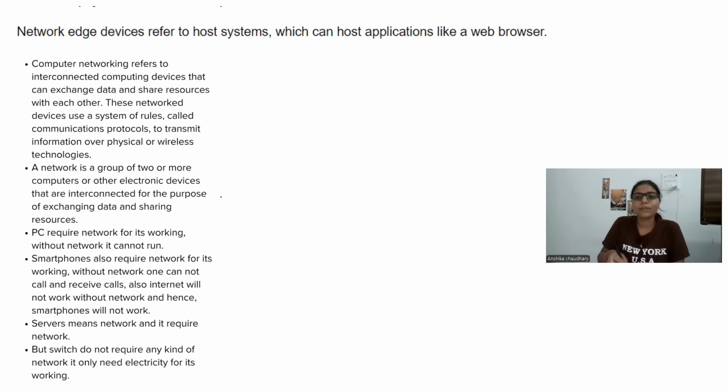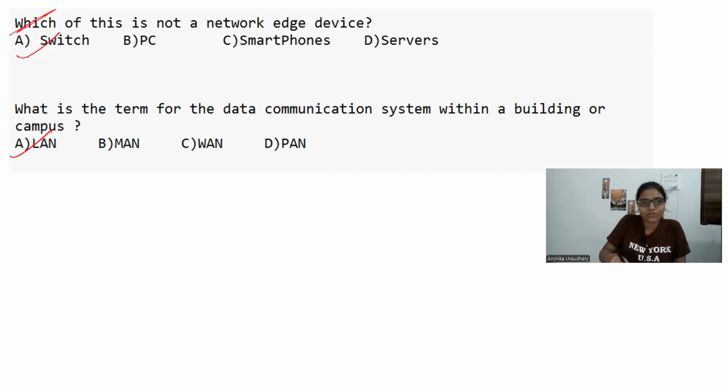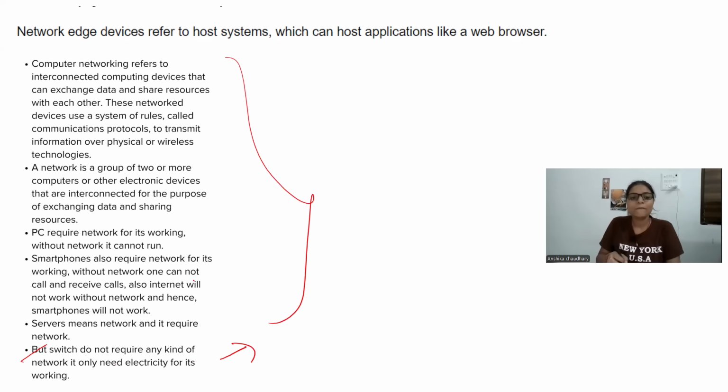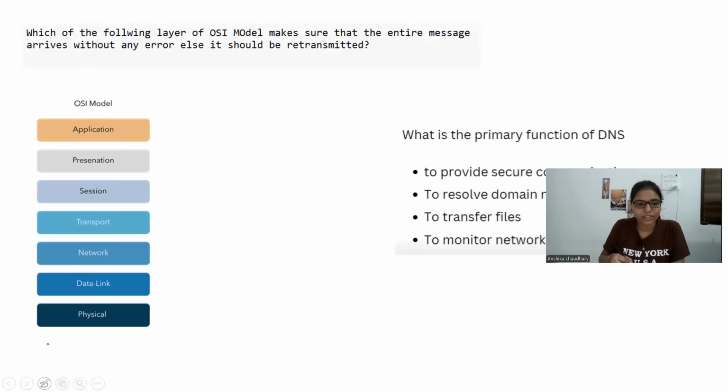Now, this is the explanation for that. Network edge device refers to a host system which can host applications like a web browser. So if you see, this is the explanation for this question, right? Now, if you see in here, that a switch does not require any kind of network. It only needs electricity for its working. So that's why switch will be the answer. And for the rest, you can have a look or a read. All right, let's move on to the next question.